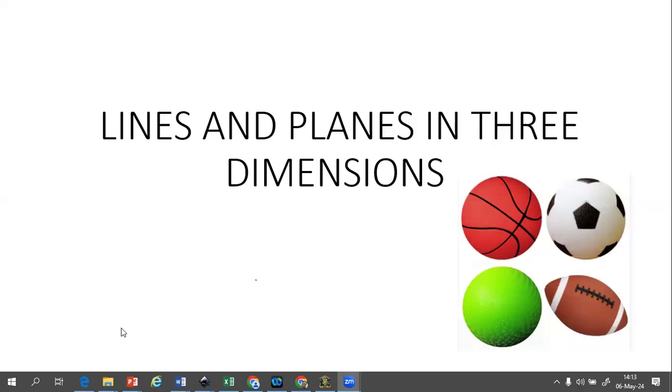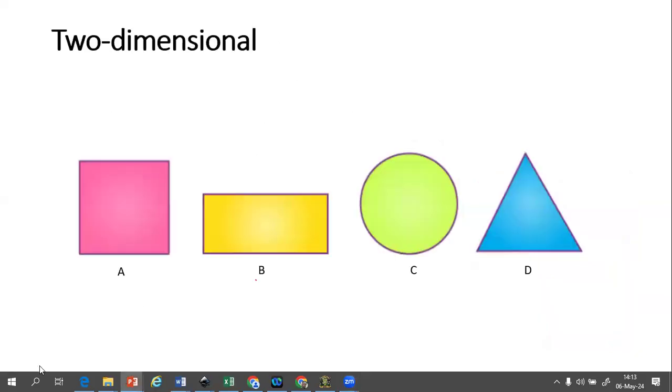Now, when you look at my screen, the keywords we have here are lines, planes, and 3 dimensions. That's where we are going to be concentrating today as we go ahead in our session. But before we dive deep into the session, don't write until I tell you to do so.